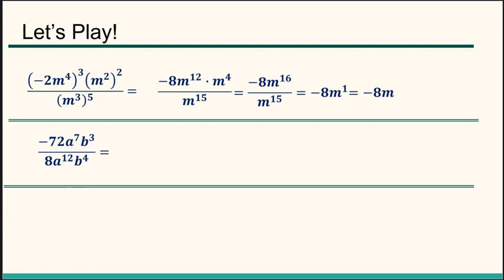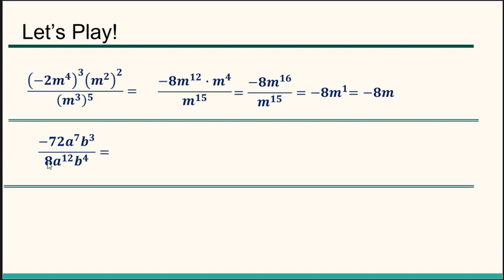My next example is negative 72, a to the 7th, b to the 3rd, all over 8, a to the 12th, b to the 4th. Let's note where our a's and b's are. Notice I have 7 a's in the numerator, and I have 12 a's in the denominator. This answer is going to have more a's in the denominator. B to the 3rd over b to the 4th, I'm going to end up with a b in the denominator.